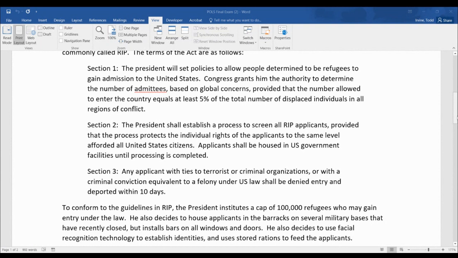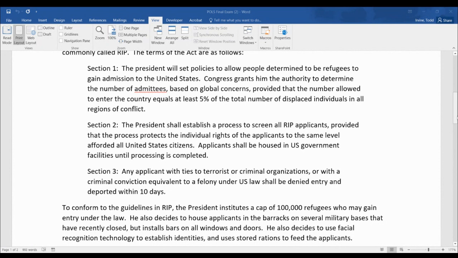All right. Section 1, the president will set policies to allow people determined to be refugees to gain admission to the U.S. Congress grants him the authority to determine the number of admittees based on global concerns. And then here's a caveat, provided that the number allowed to enter the country equals at least 5% of the total number of displaced individuals in all regions of conflict.